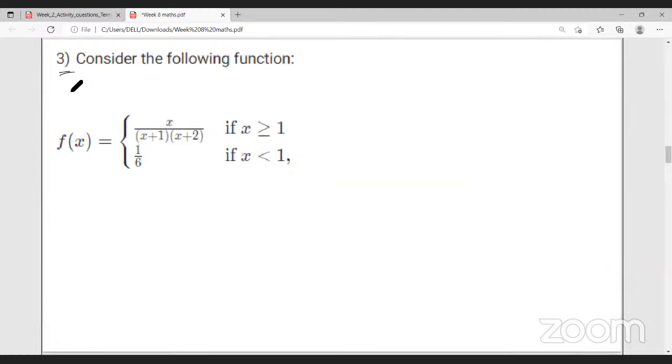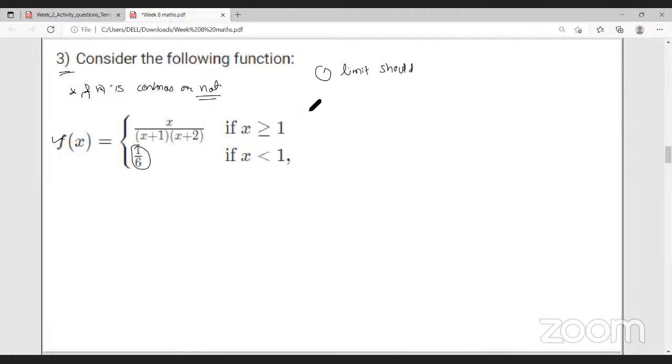We have to check whether this f of x is continuous or not. First, we calculate the left-hand limit and right-hand limit. So first we have to check that the limit should exist, and the second is that the limit of f of x should be equal to the function value. This function is continuous when x is greater than 1, and continuous when x is less than 1, where it is constant 1 by 6. So we have to check at x equals 1, when x tends to 1.